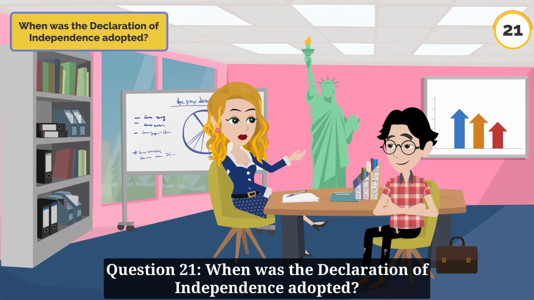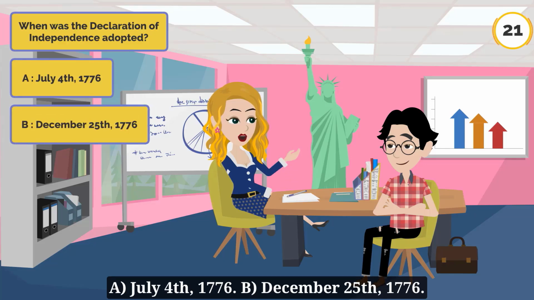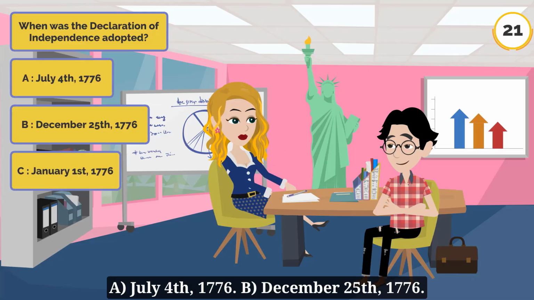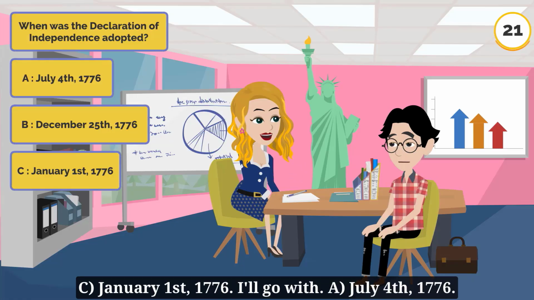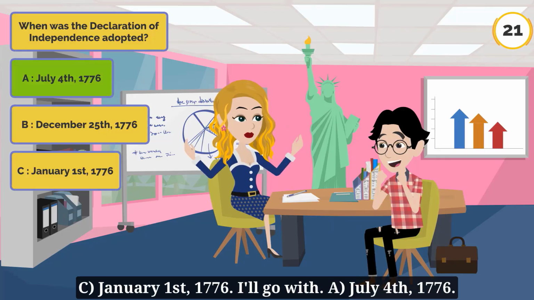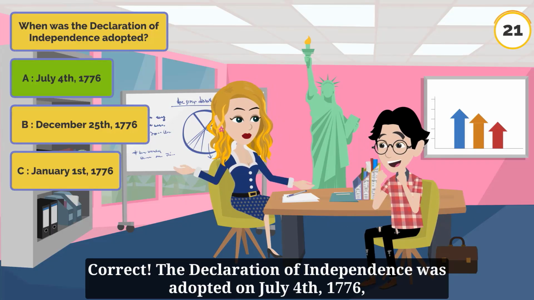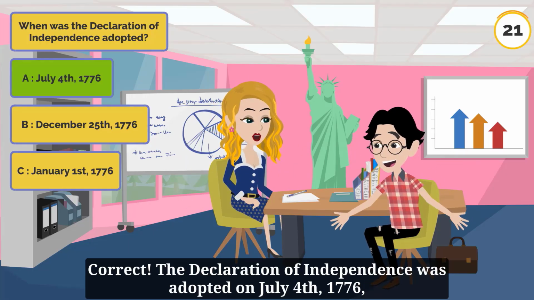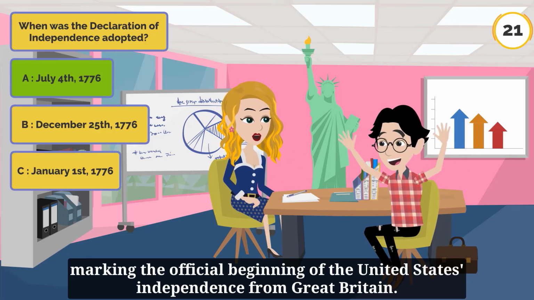Question 21. When was the Declaration of Independence adopted? A. July 4th, 1776. B. December 25th, 1776. C. January 1st, 1776. I'll go with A. July 4th, 1776. Correct. The Declaration of Independence was adopted on July 4th, 1776, marking the official beginning of the United States' independence from Great Britain.